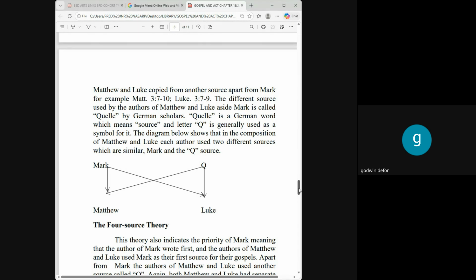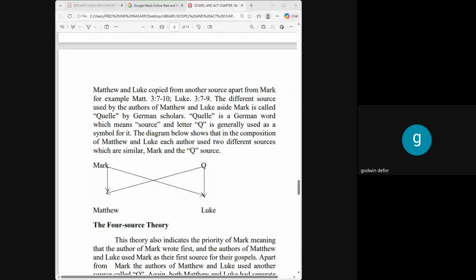And this different source aside from Mark is called Quelle. Quelle is a German term meaning source. The spelling is Q-u-e-l-l-e. You have it in the slide, so I will not bother so much. Letter Q, capital Q, is used to indicate this source, the Q source. So Matthew copied from Mark, and again Matthew copied from this Q source.